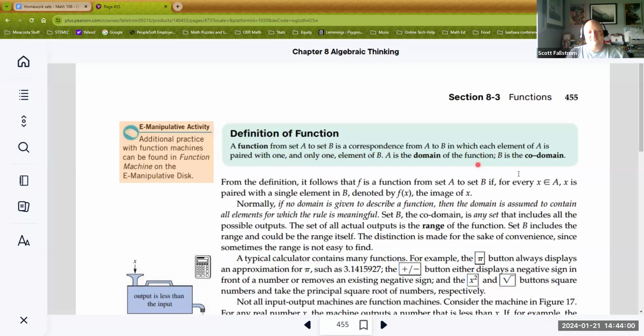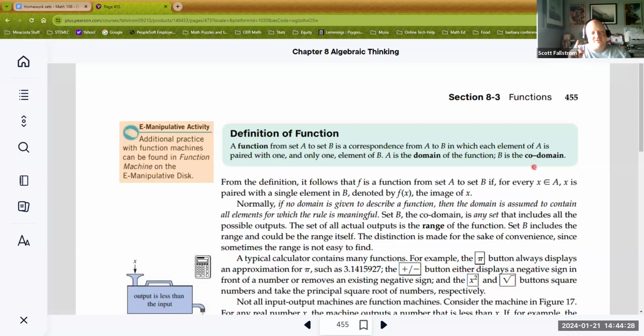Okay. All right, so let's talk about the definition of a function. A function is a set in which each element of A, those are your inputs, is paired with one and only one element of B, and those are your outputs. A is known as the domain of the function. It is a set of objects, and B is the codomain, which is where you're kind of mapping onto.